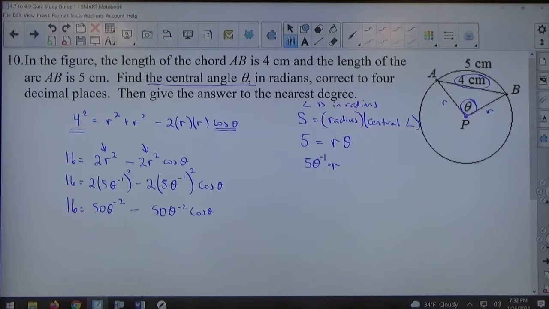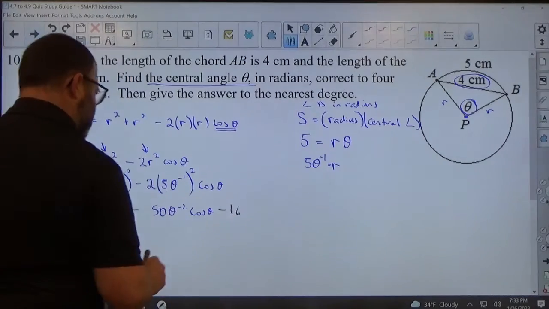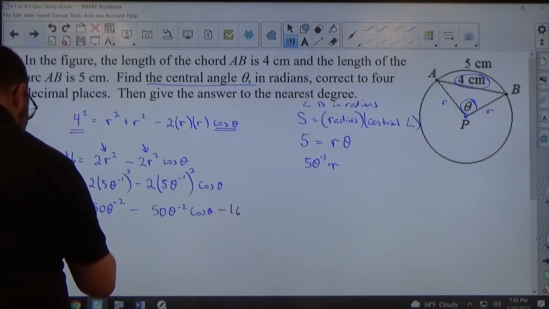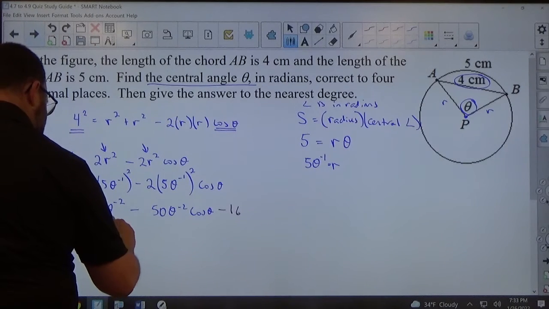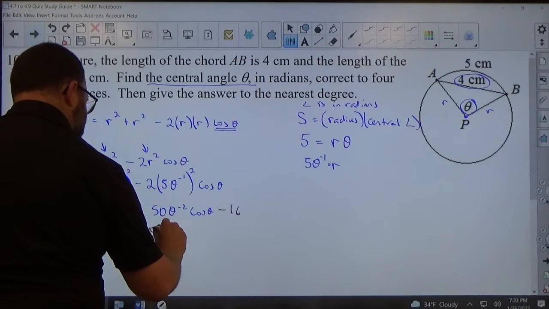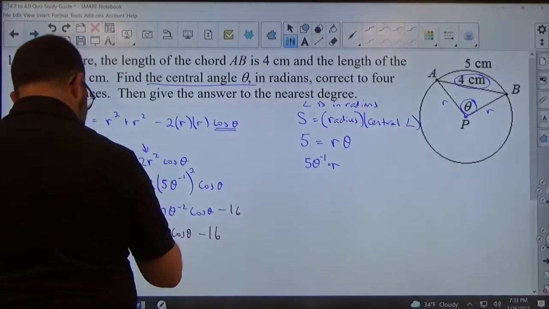And just like everything else we've done, if I set this equal to 0, so if I just chop this 16 off here and move it over here, all of a sudden I've got myself an equation with 0 on that side. So now that's going to be y sub 1: 50 theta to the negative second minus 50 theta to the negative second cosine of theta minus 16 is y1.